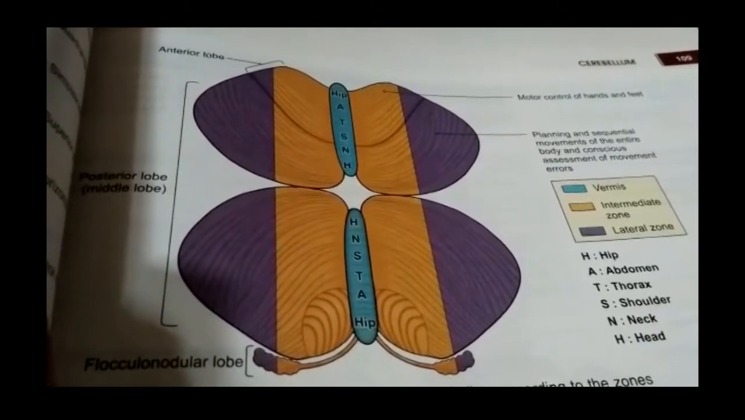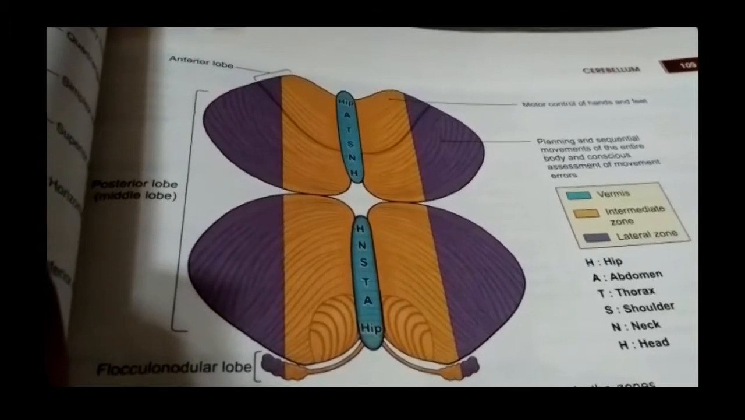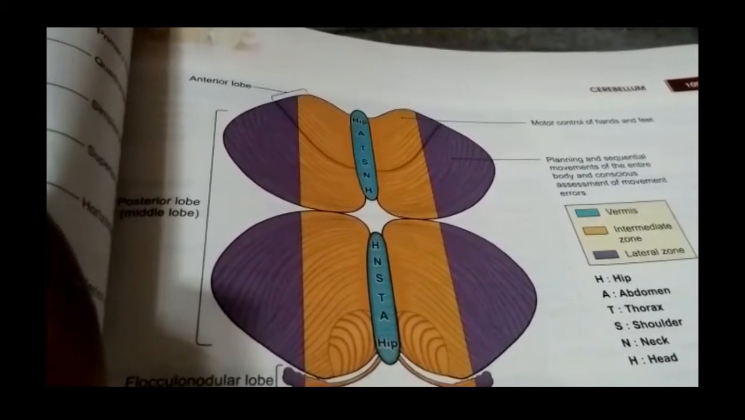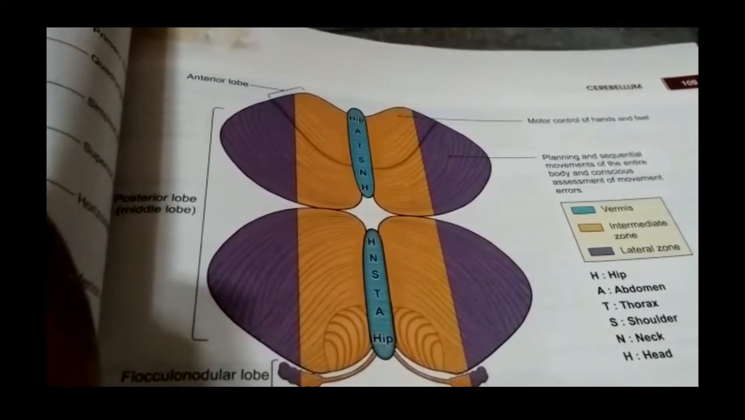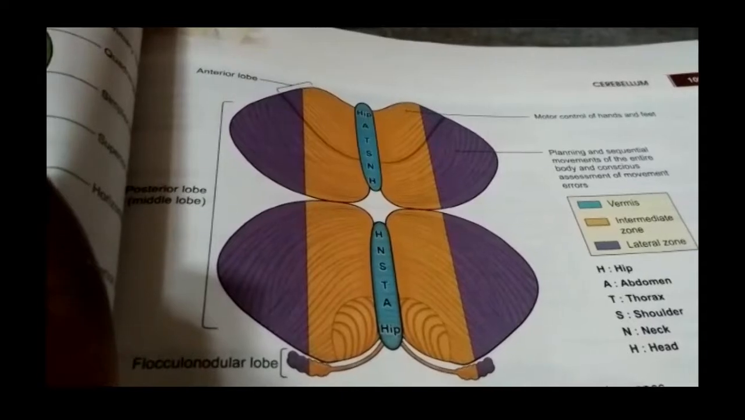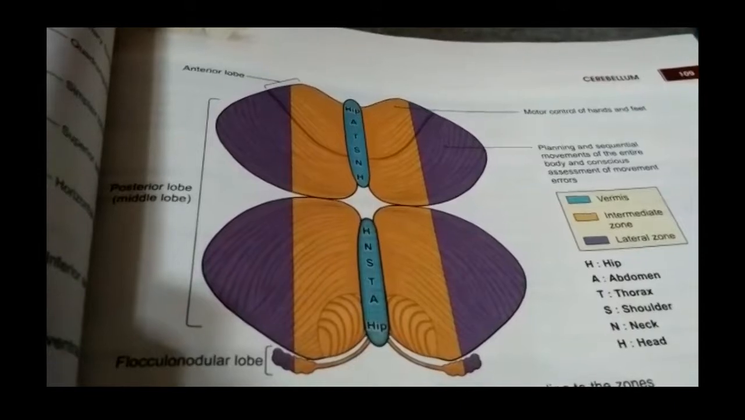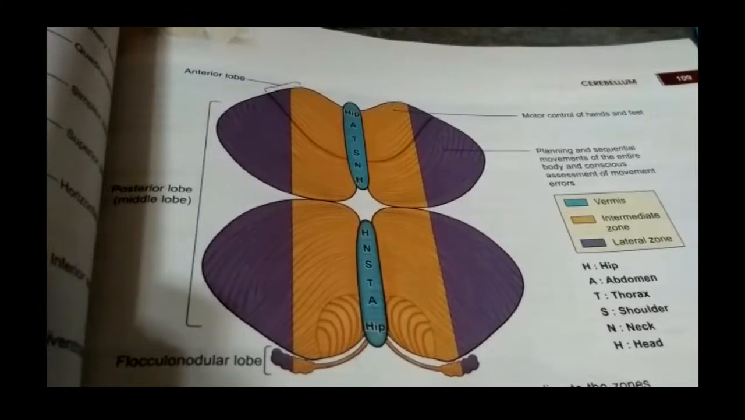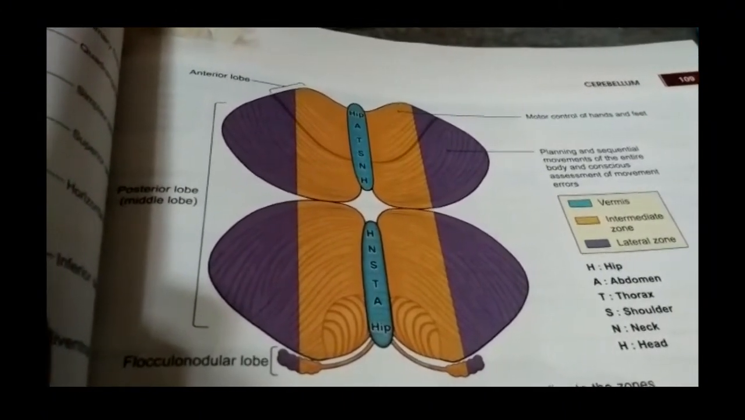So the lateral zones are colored in purple. The lateral zones are involved in planning, programming and coordination of the muscles in the distal part of the limbs. Next, the intermediate zone in yellow color. The intermediate zone is concerned with the control of the flexor group of the muscles and also the limbs. Next is the medial zone, that is the blue color part, vermis. It is concerned with the control of the extensor muscles and the hip, shoulders and neck. The flocculonodular lobe is an extra lobe.